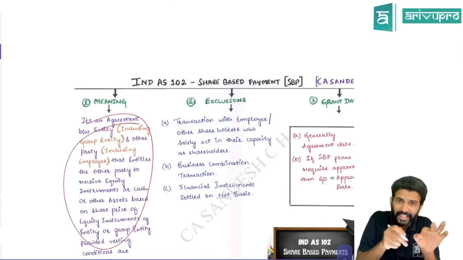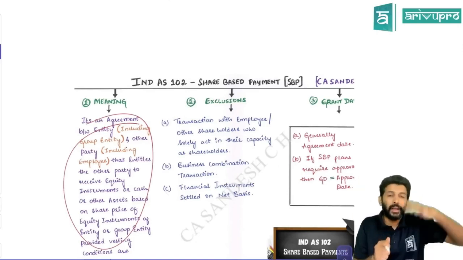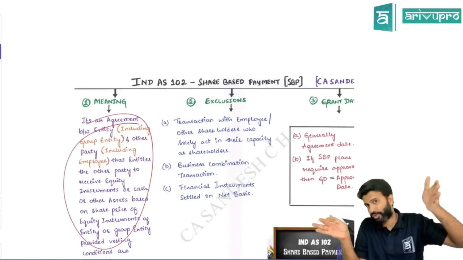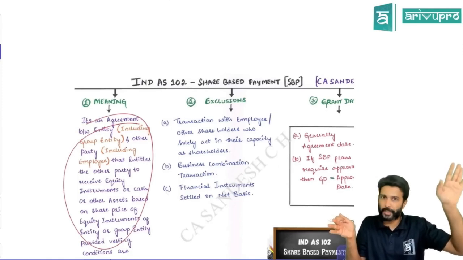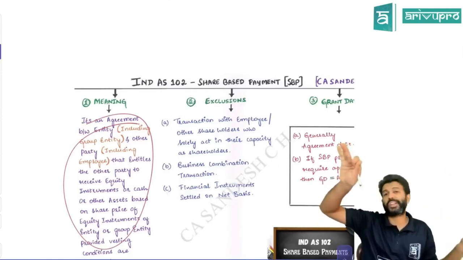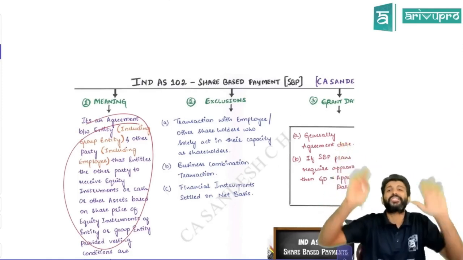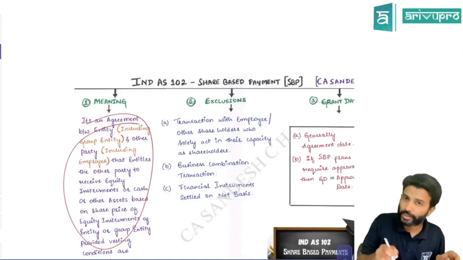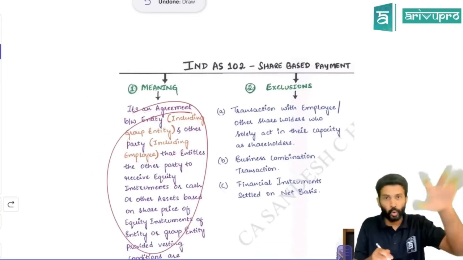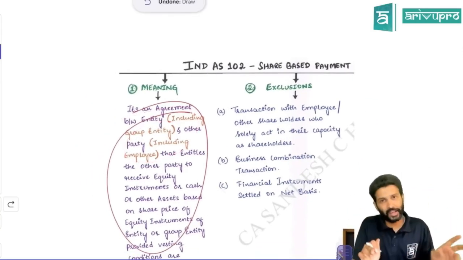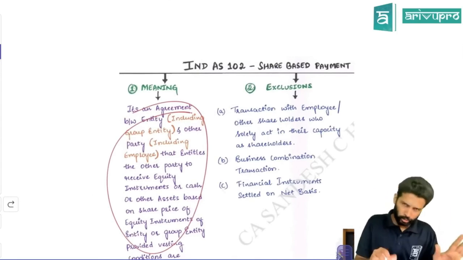But the entity here refers to anyone in the group entity, meaning the parent company can give shares to the subsidiary's employees, still it's a share-based payment, or the subsidiary company can give shares to the holding company's employees, still it's a share-based payment. So the entity in this definition refers to anyone in the group, holding, subsidiary, anyone, and the third party could even be an employee also.